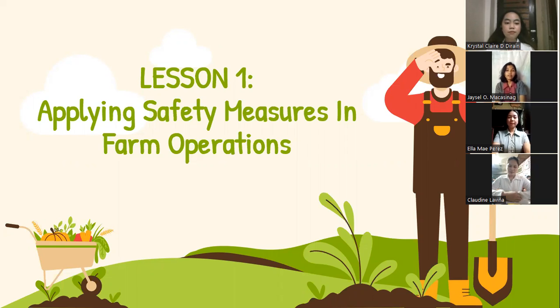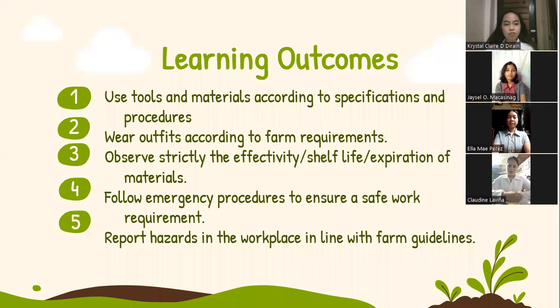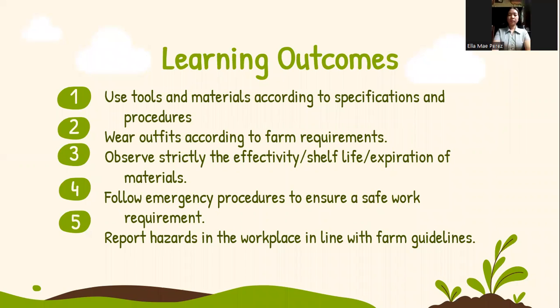So, our topic for today is applying safety measures in farm operations. By the end of this lesson, you are expected to, first, use tools and materials according to specifications and procedures. Second, wear outfit according to farm requirements. Third, observe strictly the effectivity, shelf life, and expiration of materials. Fourth, follow emergency procedures to ensure a safe work requirement. And fifth, report hazards in the workplace in line with the farm guidelines.